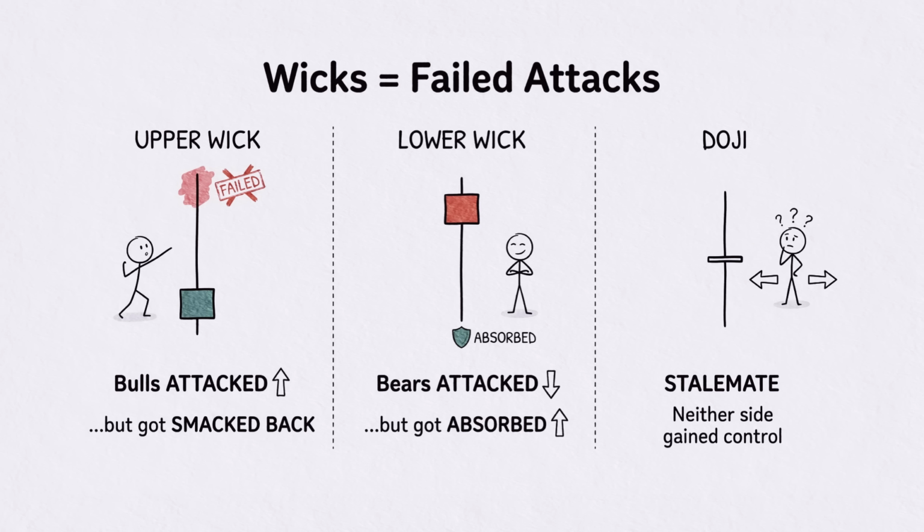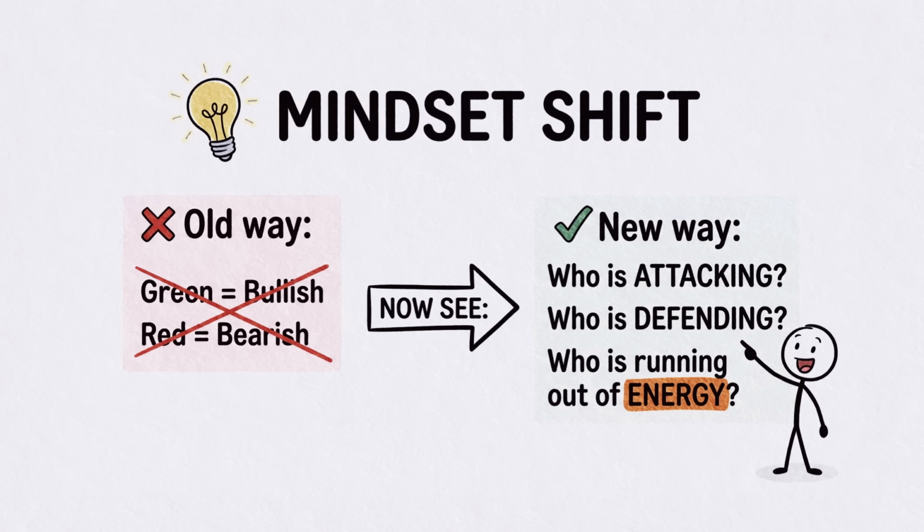And a doji, a tiny body with wicks on both sides, that's a stalemate. Neither bulls nor bears could gain control. They fought to a draw. So here's the mindset shift. When you look at a chart, stop seeing green and red. Start seeing who's attacking, who's defending, and most importantly, who's running out of energy, because that's what tells you what's about to happen next. Now, how does each side actually fight?